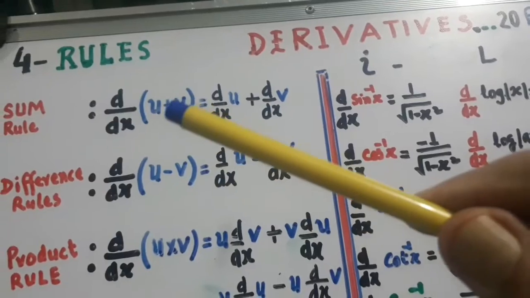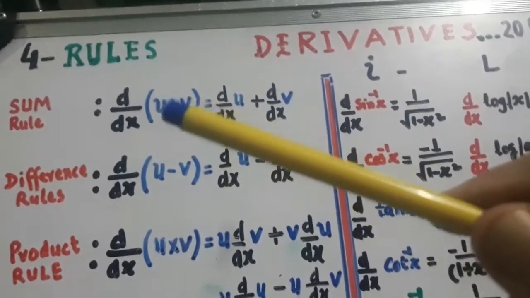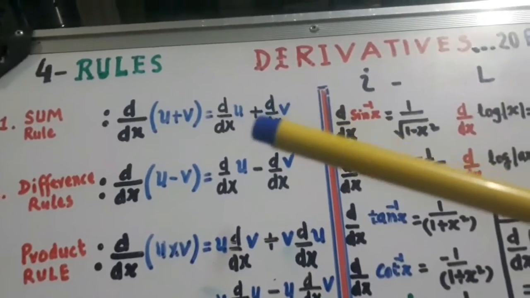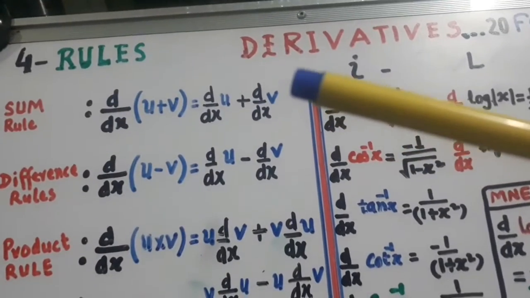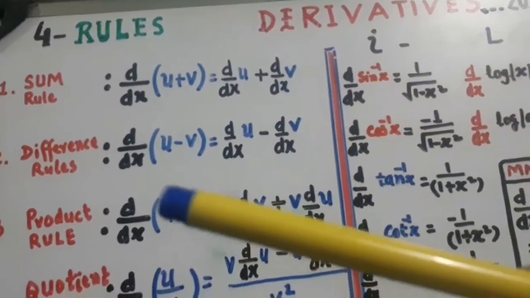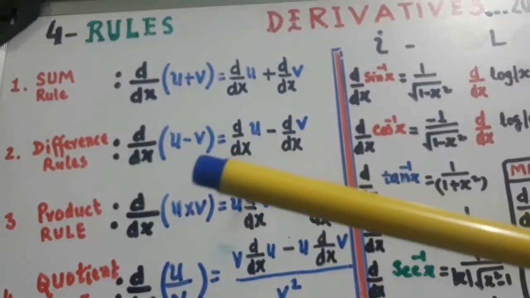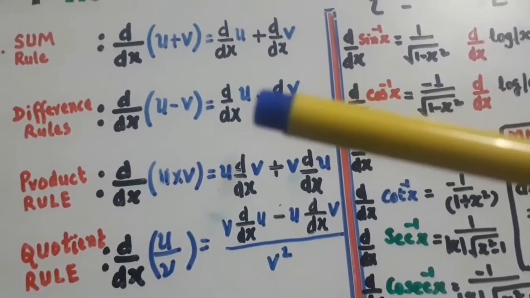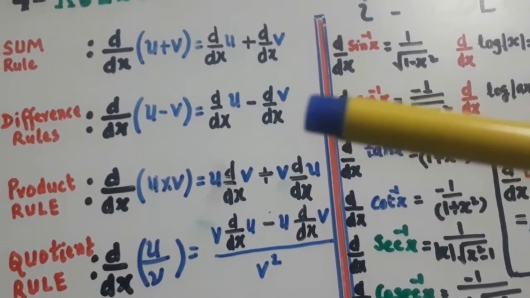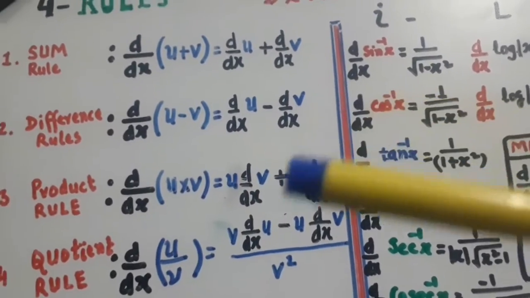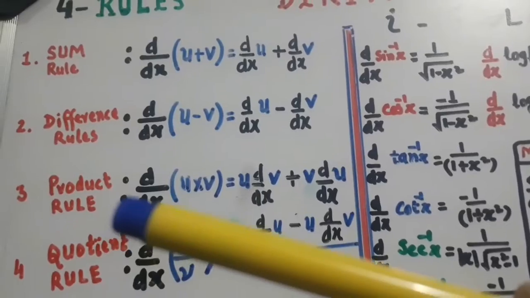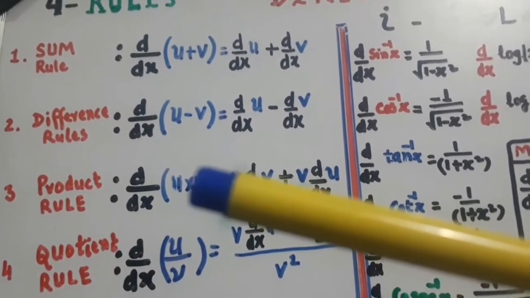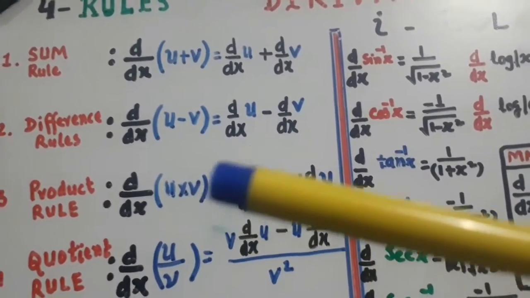The derivative of u plus v: d/dx of u plus v is equal to d/dx of u plus d/dx of v. Difference rule: d/dx of u minus v is equal to d/dx of u minus d/dx of v. Product rule: d/dx of u into v.